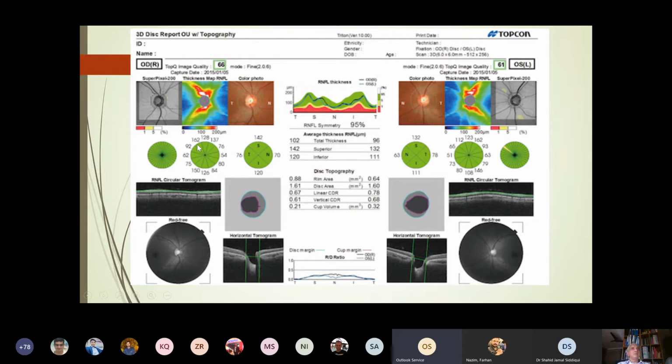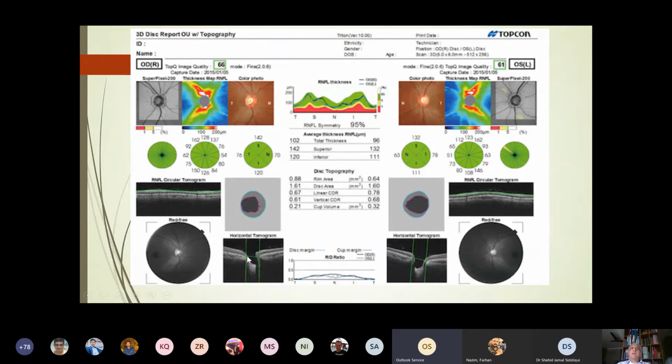Now you've got the quadrant display, then the clock hour display, then the disc, then the average thickness, and then the superior and inferior. As you know, there's a horizontal raphe, so you need to compare the superior inferior difference. If it is significant, then it shows you.